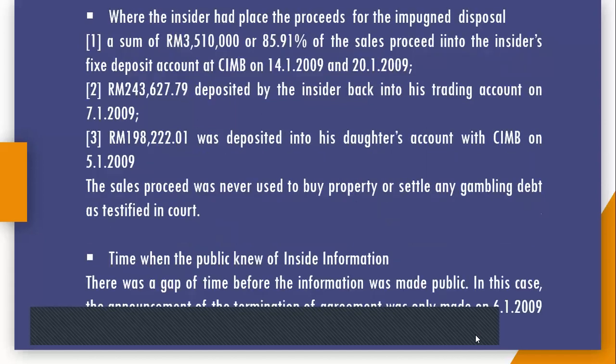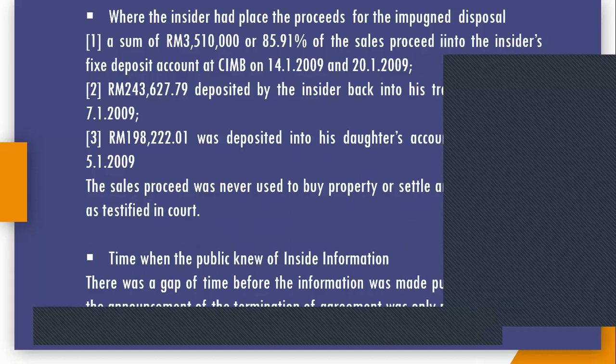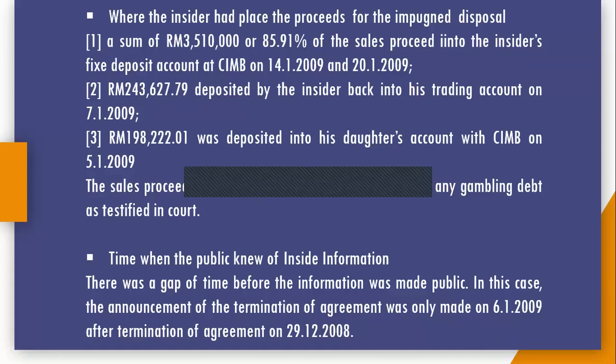Next slide. Where did the insider place the money after he got it? He said he wanted to buy a shop, but evidence shows that none of the money was used to buy a shop or any property. None of the proceeds of the sale was used to settle the gambling debt. Instead, he put it into another fixed deposit account at CIMB. 85% of the sale proceeds he also deposited back into his trading account, and also into his daughter's account. None of the money went to buy property, as he had testified.